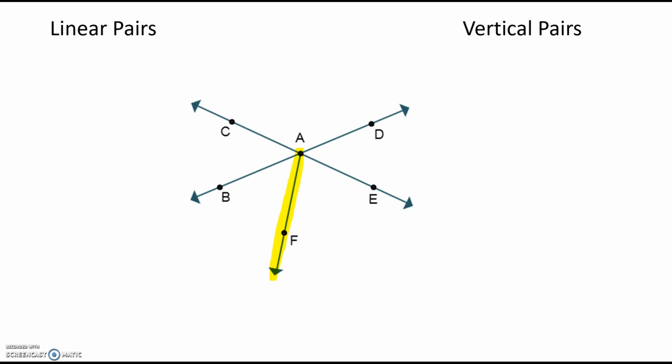So if we ignore the highlighted line, we can see that CAB and BAE are a linear pair. If we're talking about our vertical pairs, I can see that BAE, again, I'm ignoring the ray AF, has a vertical pair over there with CAD.